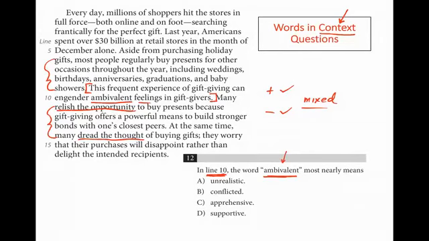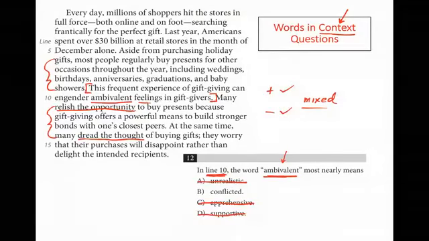Is mixed unrealistic? No. Conflicted? Maybe. Apprehensive? I don't think that reflects what I'm going for. And supportive? No, that seems way off base. I'm left really with conflicted. And conflicted usually means some of this, some of that, or you're in between two decisions. You're a little conflicted how you feel. Not sure if I'm all positive or all negative.